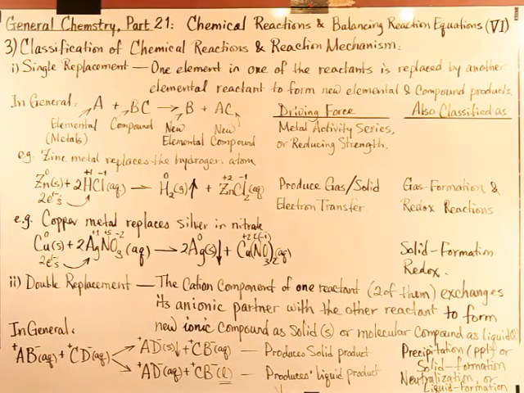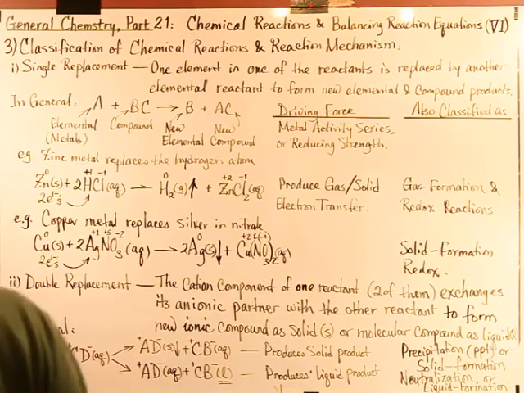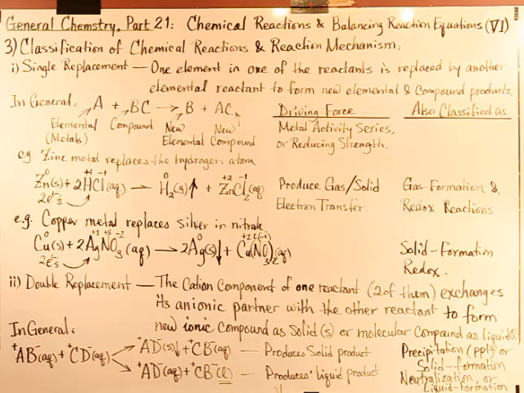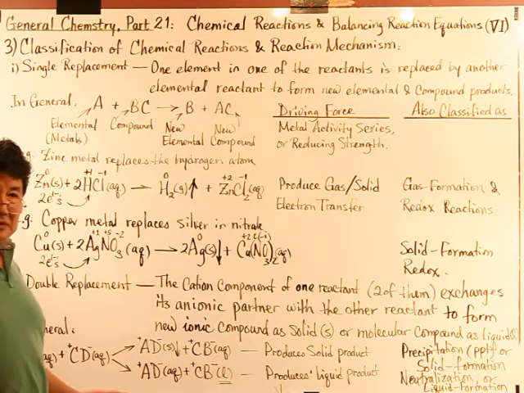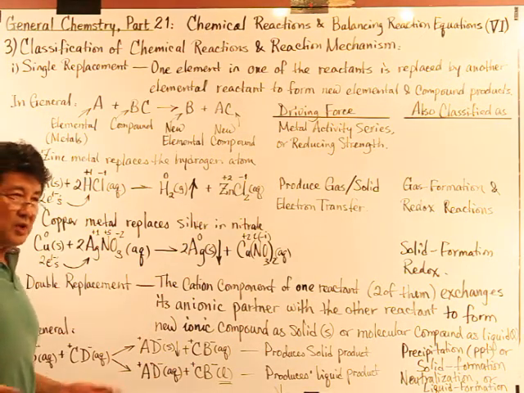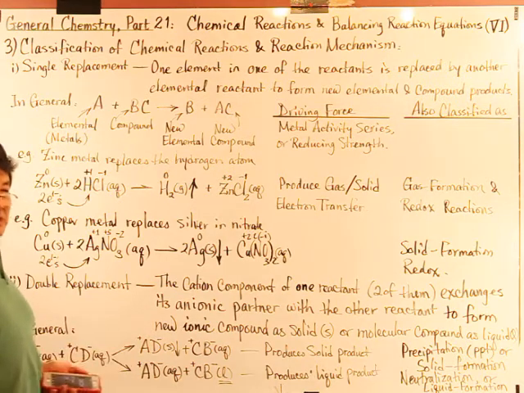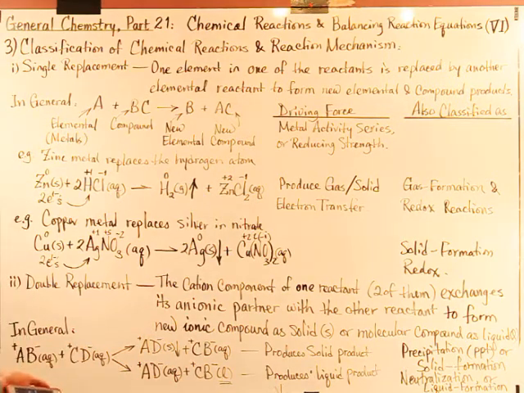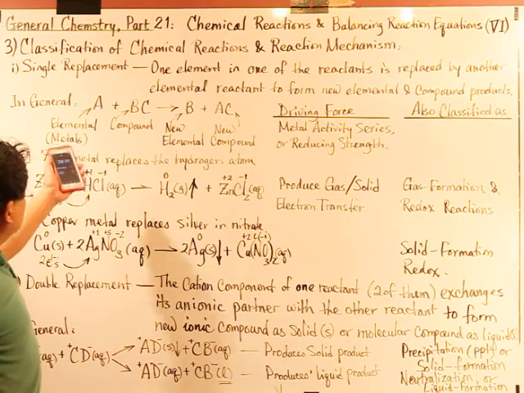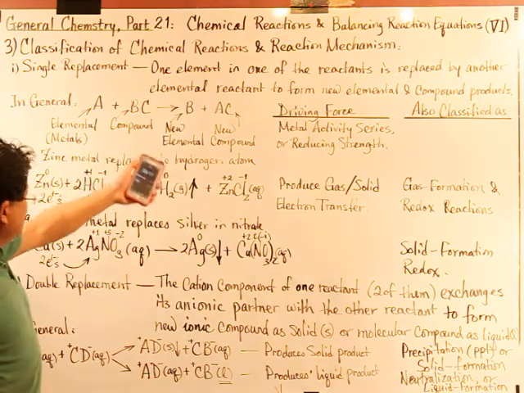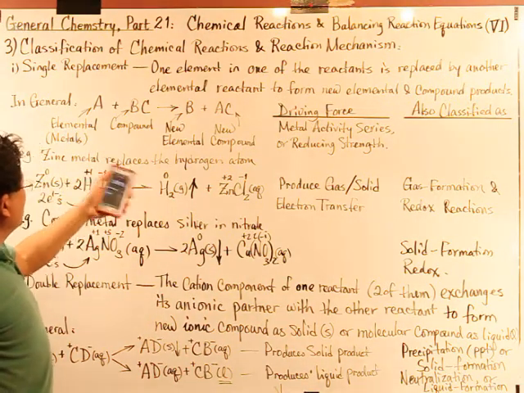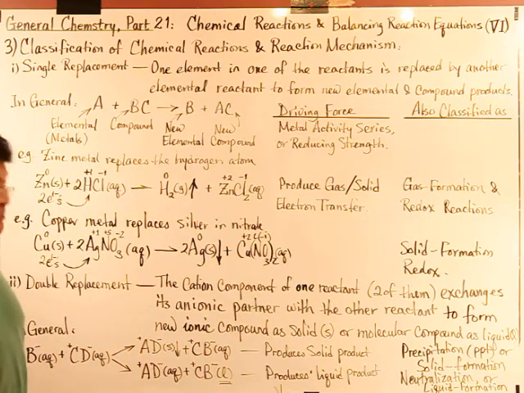Okay, now let's continue. General Chemistry Part 21. At the end of Part 20, we finished the introduction of one type of chemical reaction called single displacement or single replacement reaction, right? Generalized as A plus BC become B come out, A combined with C become a new binary compound, right?